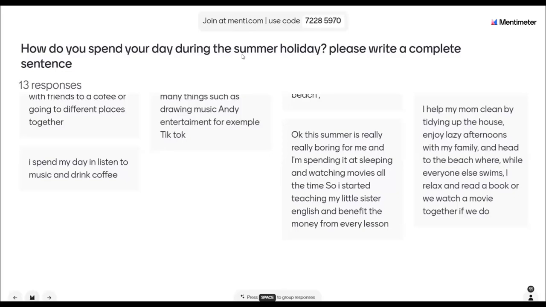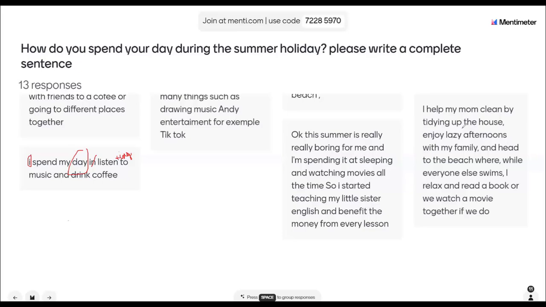I spend my day plus verb plus ing. Okay. So I spend, so you need here to write capital letter and we delete in. I spend my day listening plus ing. Wow, I find it difficult to write with the Zoom tools, but I'm trying. So, okay, this summer is really, we said this.